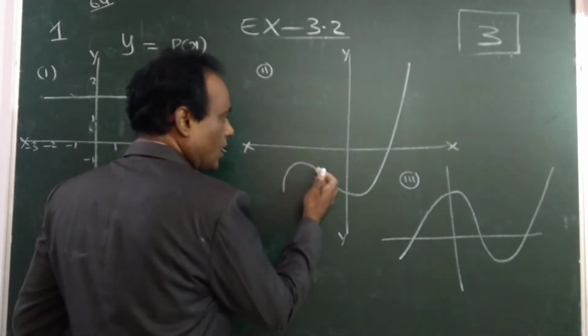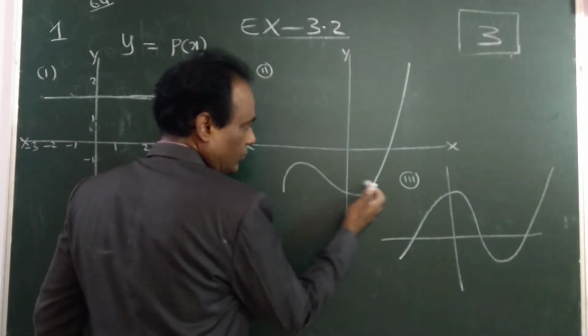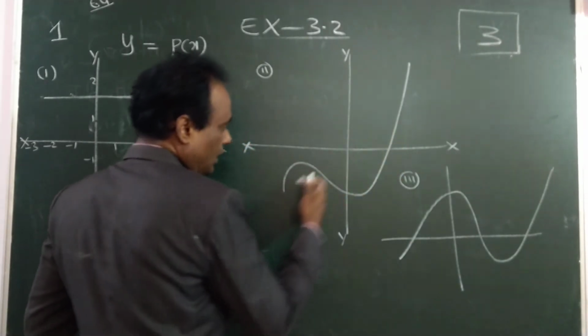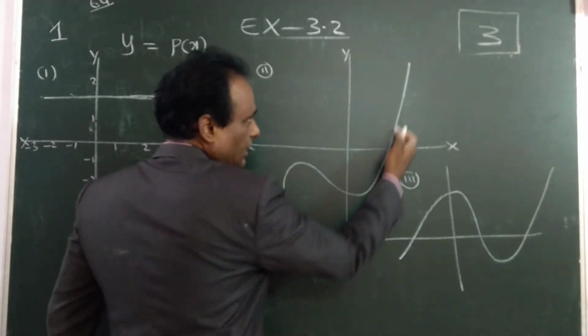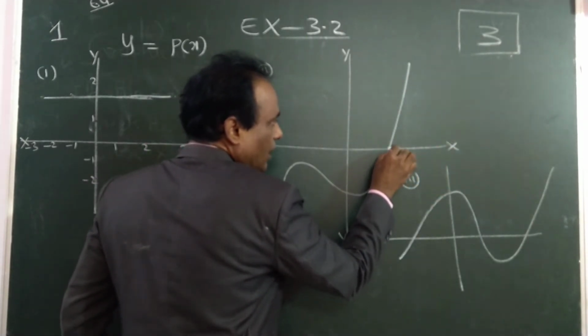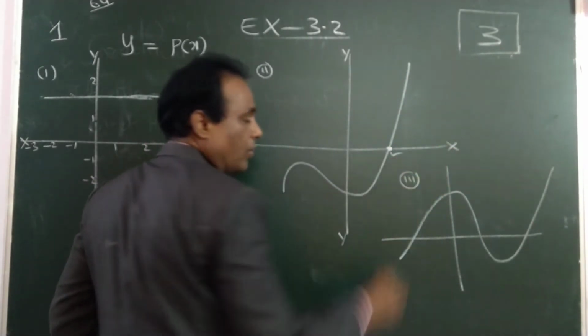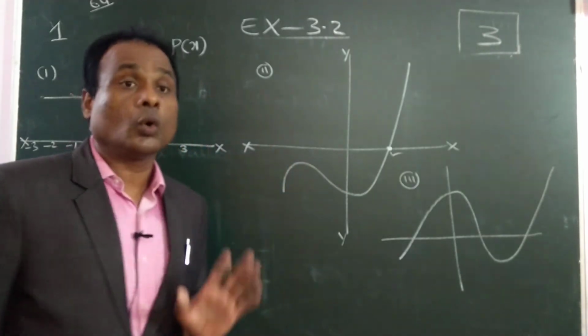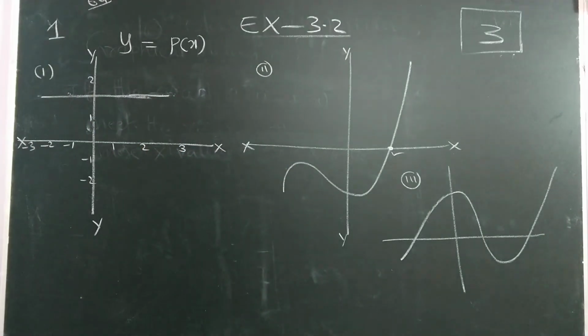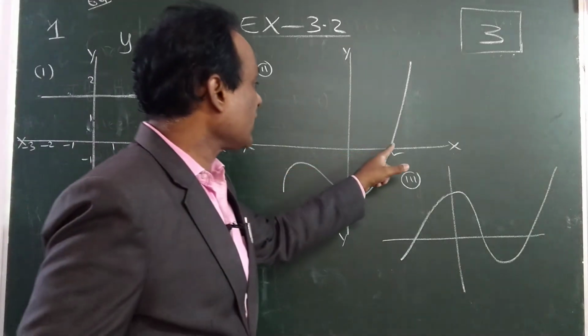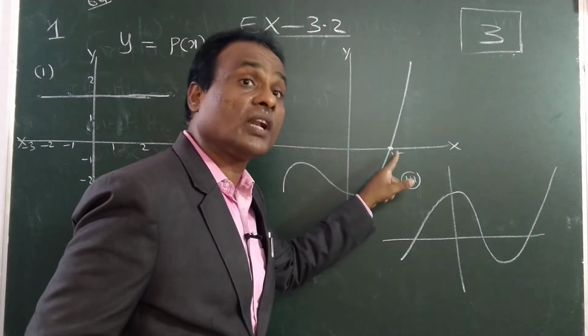See here, this is the graph. Don't write anything. Look at the board. See, the graph is like this. It is cutting the x-axis at one point. Only one point. So how many answers? Only one answer. The graph is cutting the x-axis at one point, so the answer is only 1.